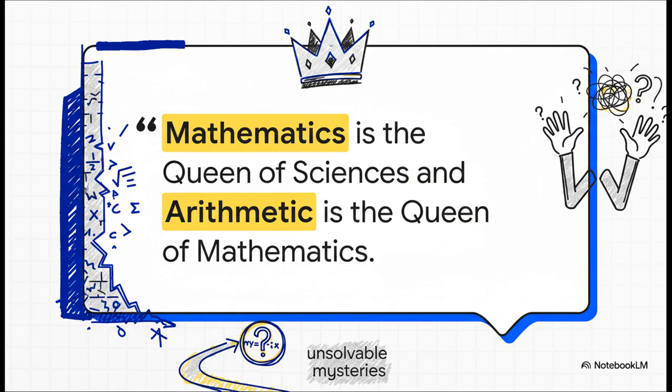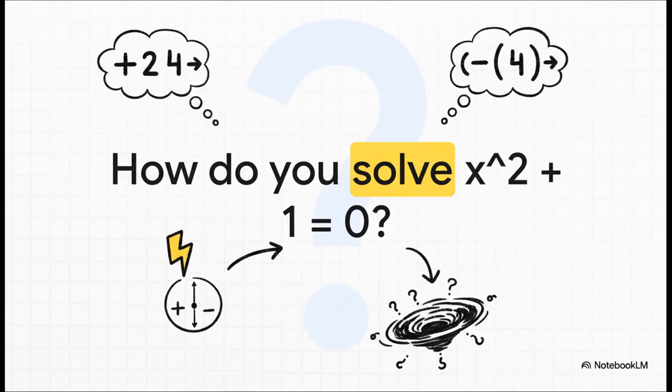For centuries, mathematicians would encounter very specific equations that just seemed broken. They'd hit a massive wall, throw their hands up, and literally declare the problem impossible. So here is the exact mystery I'm talking about. How on earth do you solve x squared plus 1 equals 0? I mean, if you just move the 1 over, you get x squared equals -1.